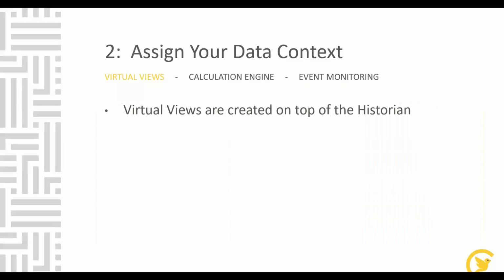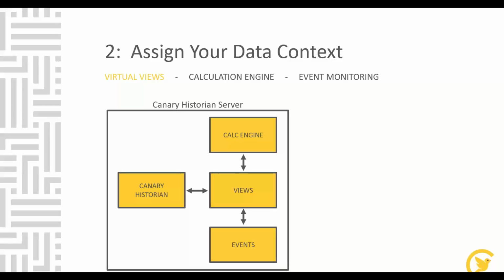Okay, so virtual views are created on top of the historian. If you look at it, the view is more like a service that is connecting to the historian, which is storing all your raw data. And you have a calculator engine that I will explain later, plus the events. This is more like an alert, how you can instruct the system to provide what kind of alerts, which we will also explain at a later stage. And the client will access the view to actually see all this data.